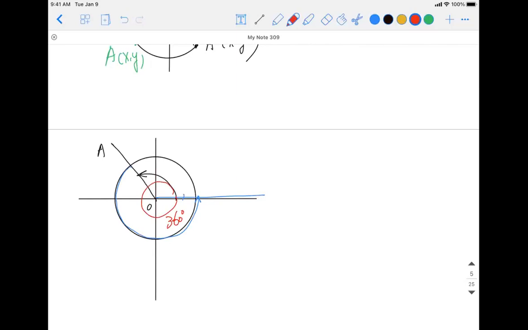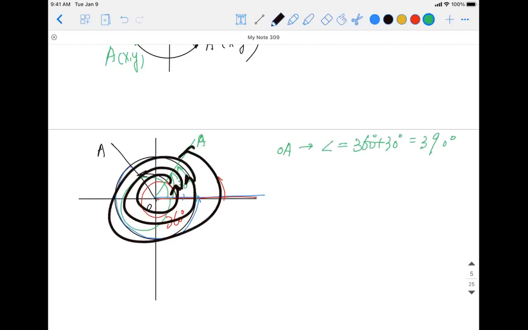However, your OA ray can keep rolling. It can finish one circle and then come to here again. So your angle will be 360 degrees plus another angle, maybe 30 degrees. So now your angle will become 360 plus 30 equals 390 degrees. As long as you can do it once, you can let your OA ray keep rolling, right? You can go for one turn, two turns, three turns, whatever turns. As long as you go for one turn, you'll be more than 360 degrees.